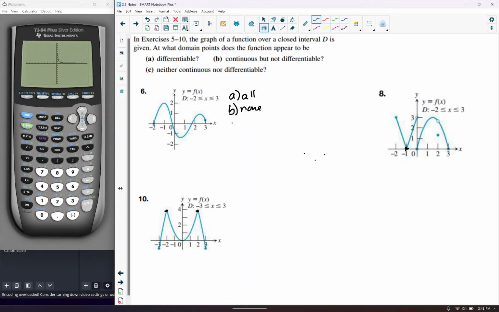C, neither continuous nor differentiable. And that's discontinuities. So that one's none also. A, differentiable. So negative 2 to negative 1, union with negative 1 to 0, and then 0 to 2, and then 2 to 3.